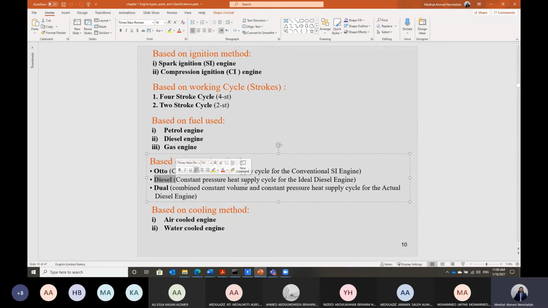But in the case of the actual diesel engine, the real diesel engine, part of the combustion takes place at constant volume, and the other part takes place at constant pressure while the piston is moving, and we call the cycle in this case the dual cycle. Inshallah, we'll look at the difference between all of these cycles in a separate chapter, I think chapter 5. Also, Shabab, we can classify the internal combustion engine based on the cooling method.